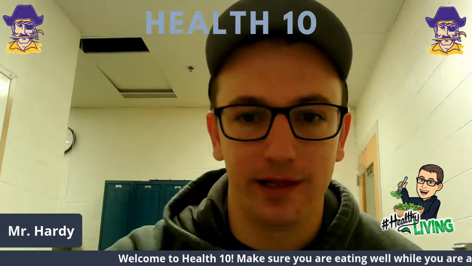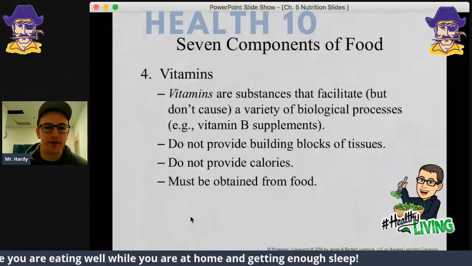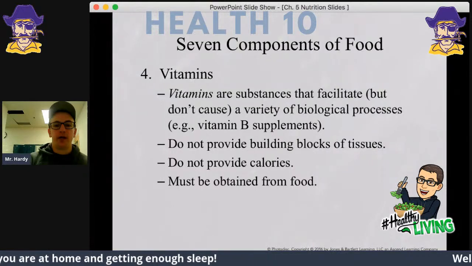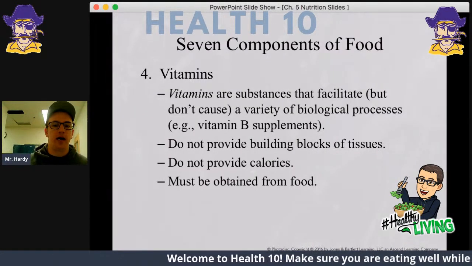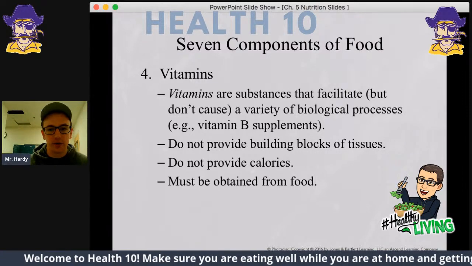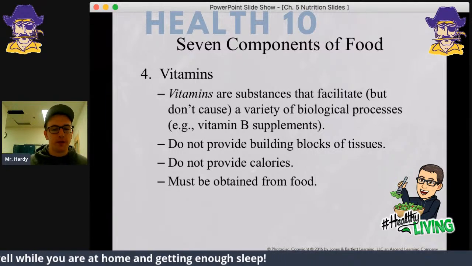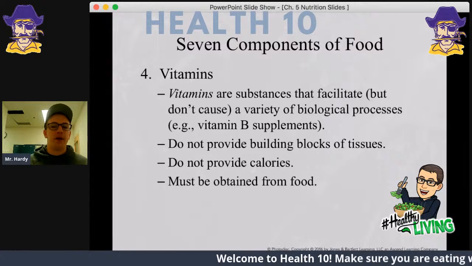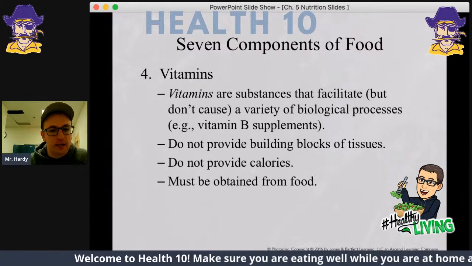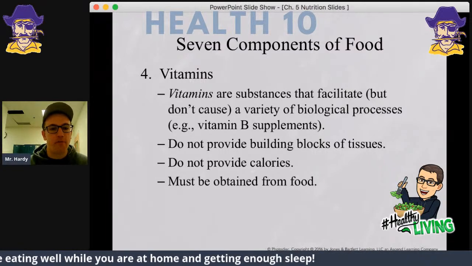All right, so let's get into it this week. I believe we left off last week with talking about vitamins. All right, so vitamins are substances that facilitate, they don't necessarily cause, a variety of biological processes. So these are things that you need in your body to help you do some of these biological processes, whether it's digestion, stuff with your blood, things like that. They're not like building blocks of tissue, so they're not necessarily like proteins and amino acids. They don't provide any sort of calories, and you have to get them from food.